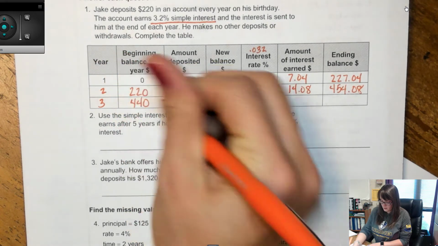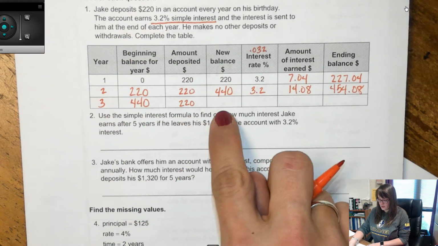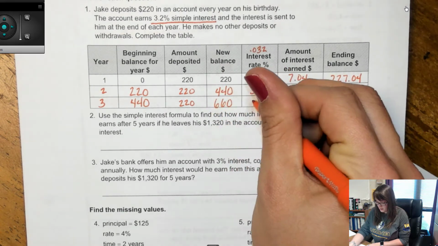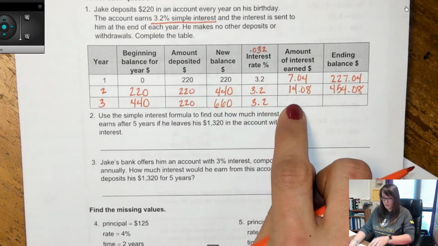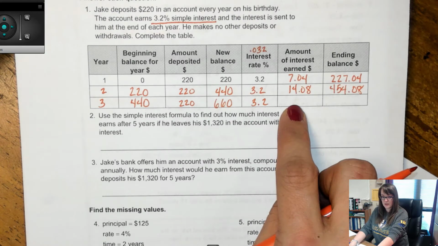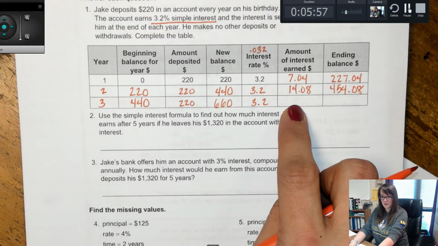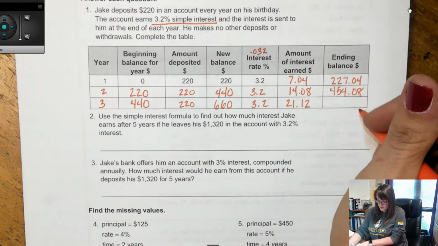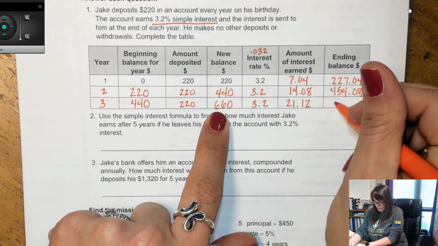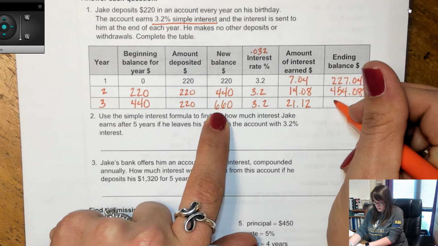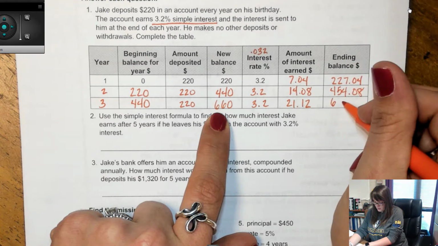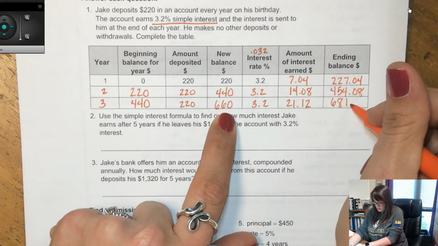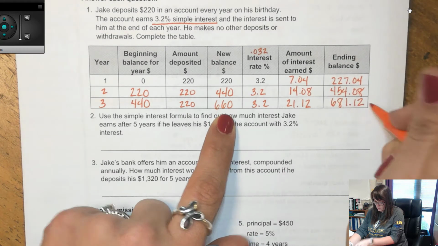This is 440. Adds the 220, so he ends up with 660. What is 3.2% of 660? You should get 21.12, and then add that back, and that would be 681.12.